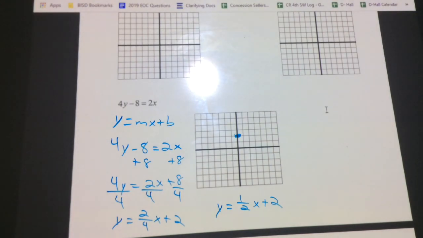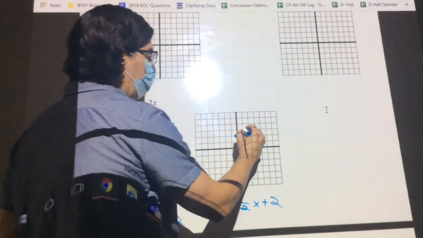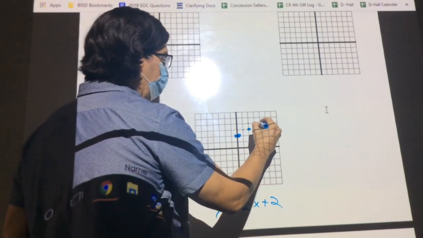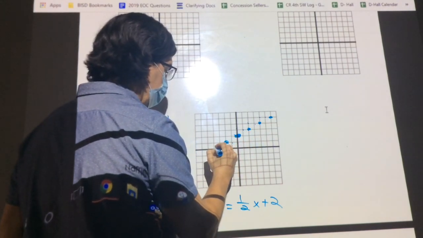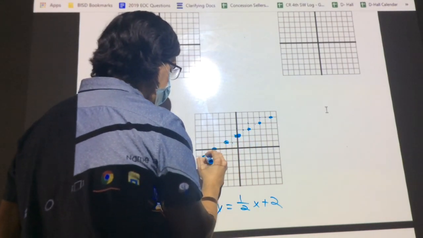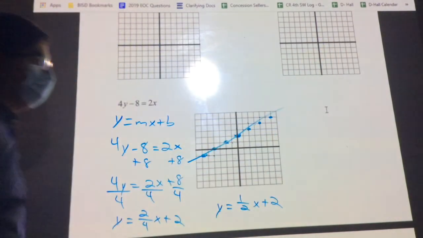Sure. Okay, Carter, do I have a positive or a negative slope? Positive. So that means I'm going to rise up 1 over 2. Rise up 1 over 2. Rise up 1 over 2. Down 1 over 2. Down 1 over 2. Down 1 over 2. And ladies and gentlemen, you've created a line.